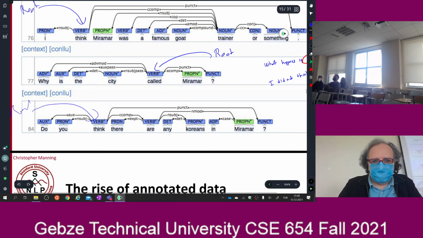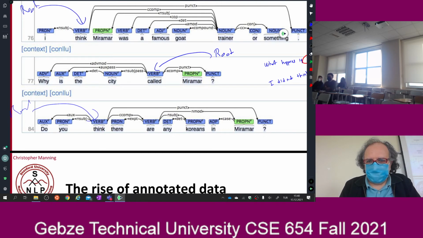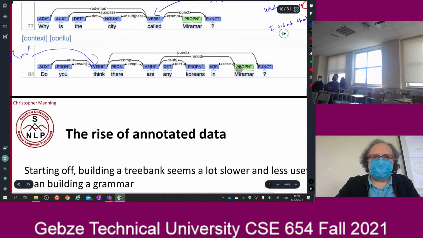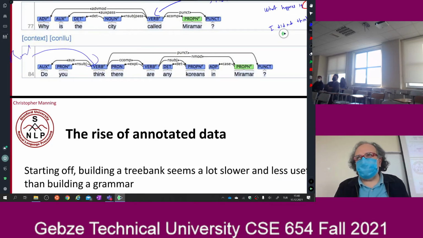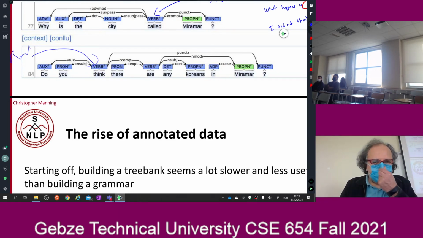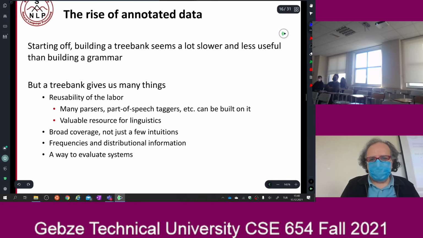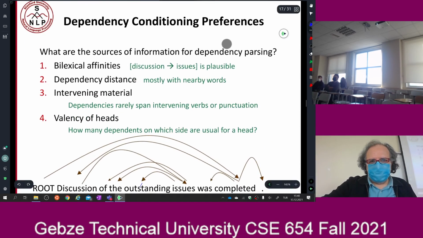Okay, do you think there are any queries in Miramar? As you see, all the relationships. Again, when I convert this to a tree, okay, this is obviously a tree, I lose all the ordering information. All I keep is the dependency information.